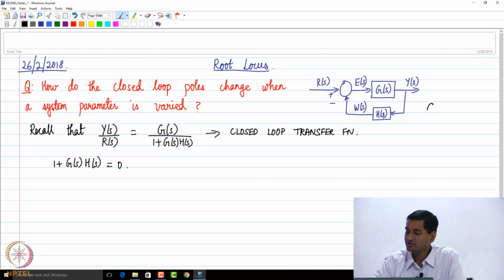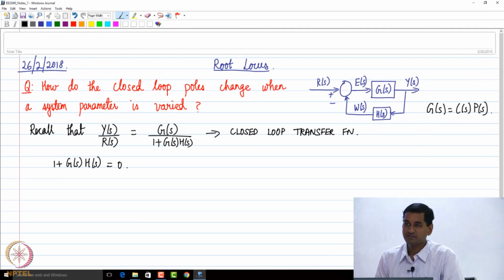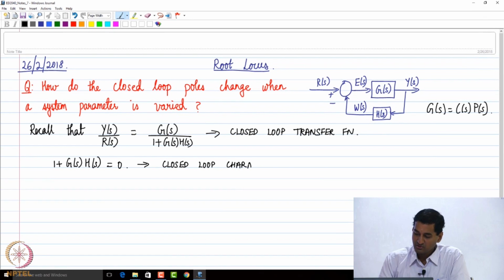Also, please note that G(s) is going to be C(s) times P(s). It is basically the product of the controller transfer function and the plant transfer function. Now, this equation is what is called the closed loop characteristic equation. That is the name given to this equation. 1 plus G(s)H(s) equals 0 is the closed loop characteristic equation.